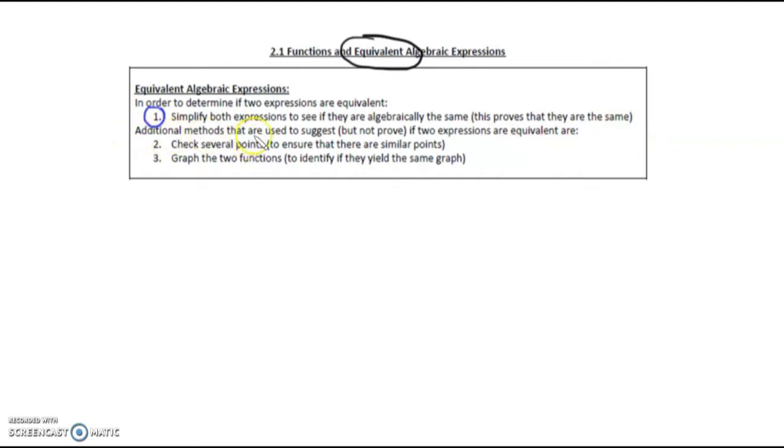Okay, additional methods that are used to suggest but not prove that they're equivalent are check several points, to ensure that there are similar points. However, this doesn't prove that they're identical or equivalent, because if you check a couple points, you have to check every single point, and we can't humanly do this. And then graph the two functions, to identify if they yield the same graph. Again, there may be parts of the graph that we can't see, and at that point, it's ineffective. But these two suggest that two expressions are identical, or equivalent, but algebraically is the best.